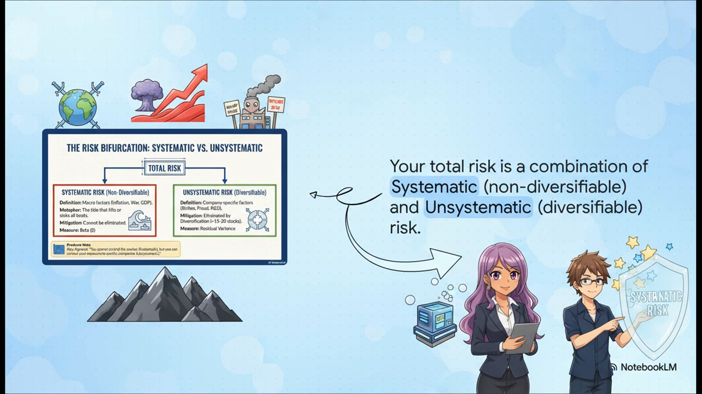So let's put some official names on those ideas. The total risk of any stock, that standard deviation we calculated way back at the beginning, is made of two parts. You have systematic risk, which you can't diversify away. This comes from big picture stuff like GDP, inflation, interest rates. Then you have unsystematic risk, which you can diversify away. This is all the company-specific news, like a product recall or a new factory opening. And here's the amazing part. By building a portfolio with, say, 15 to 20 different stocks, you can theoretically eliminate almost all of that unsystematic risk. You're just left with the risk of the market itself.